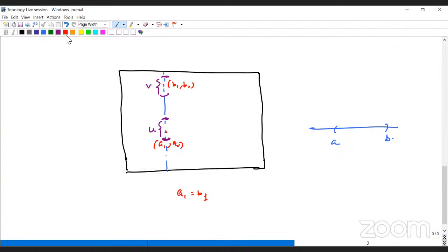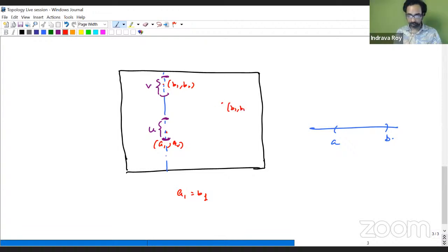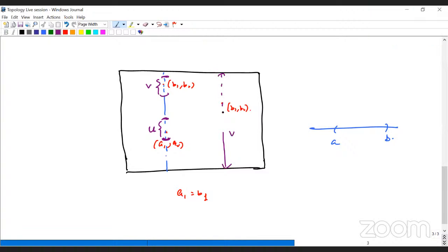If you have any other point, say B1, B2 here, then it's even easier, right? Then you can have any such U, the same U as this one. You can have a V which is the entire thing, even here. We can take the vertical line. Yes, this will work, right? So this is the Hausdorff property for the ordered square.